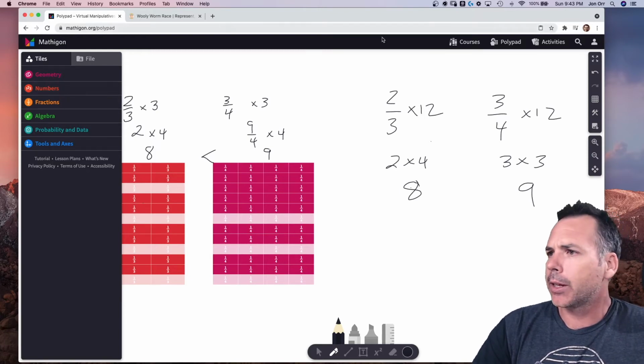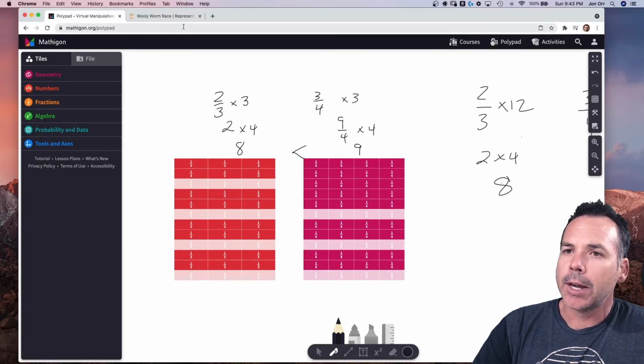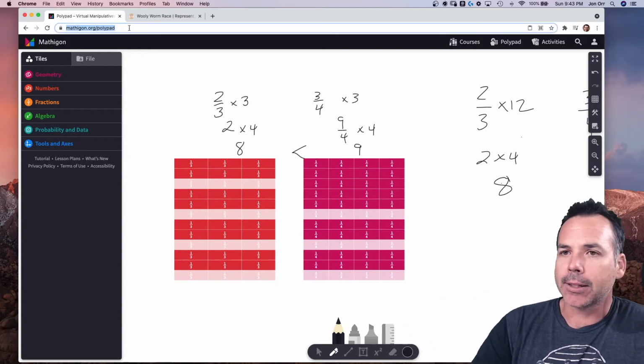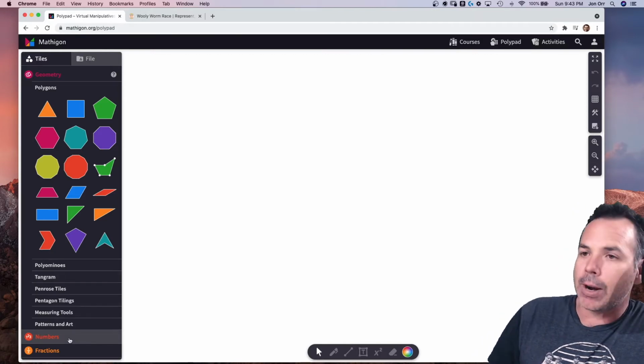I'm going to start with a new one, and then what we're going to do is look at the tiles, the fraction strips themselves, and I'm going to show you this pretty nifty tool here that can help with a greater way, which is looking at finding that common denominator right off the bat. Okay, so I'm going to go right here. We're going to refresh this. I'm going to write those fractions back up.